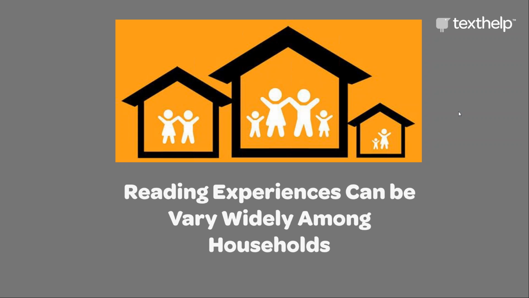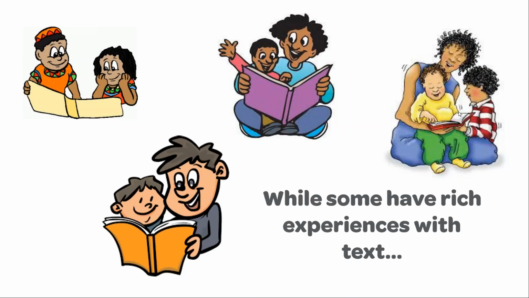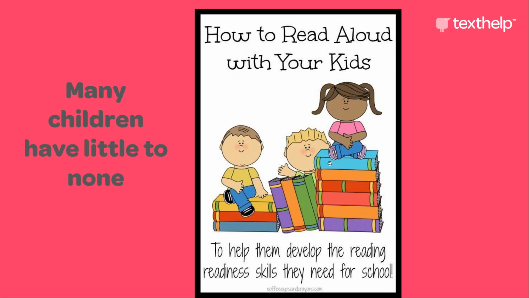So the idea being is that reading experiences that children have will vary tremendously among households. Some children will have deep and rich experiences with reading, with language. Others will have some, and there are others who really have none. And this translates into experiences with text, how much exposure have they had to text and how much time have they spent with this. So while some children have a lot, many children, particularly children attending higher poverty schools, whether it's rural or urban, have little to no exposure with text.